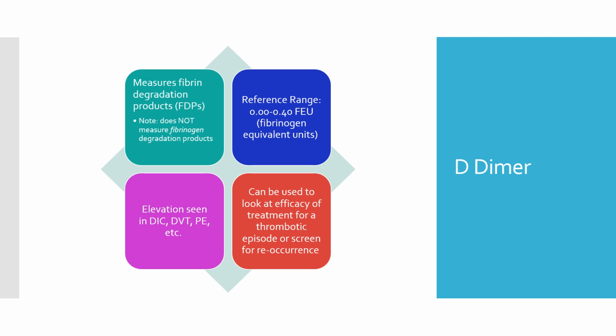The reference range for a normal D-dimer is 0.00 to 0.40 fibrinogen equivalent units. If we start to see that increase, then that could be an indicator that we have a clot that is being broken down. Now, the thing about D-dimer is it can tell us that there are indications of clot breakdown, but it doesn't tell us where. And so it kind of just gives us a piece of the puzzle so that we can further investigate what's going on with the patient. But it can be a useful tool to kind of tell us what we might be looking for.